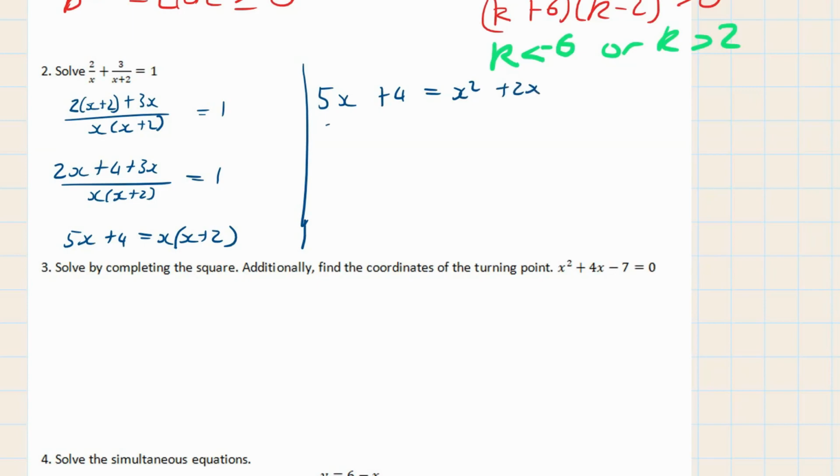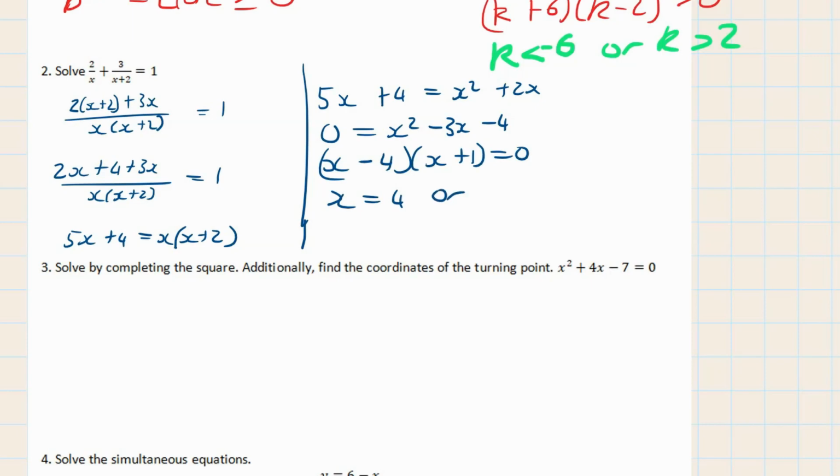I'm going to bring everything across to the right-hand side. So I would get 2x minus 5x, which is negative 3x minus 4. And then I'm just going to factorize that. So x minus 4 bracket x plus 1 bracket equals 0. So x is equal to 4 or minus 1. And that'll be our final answer.